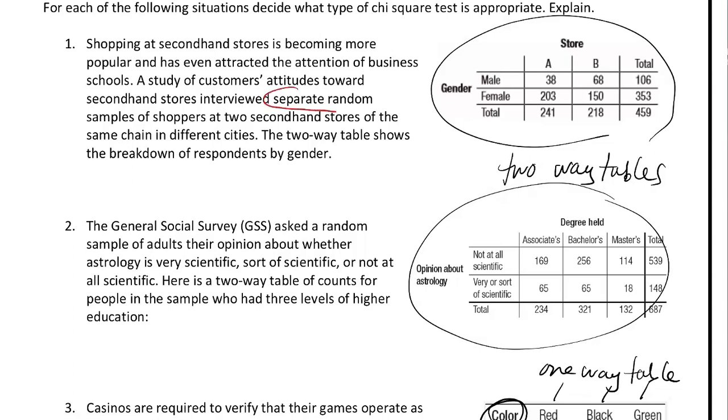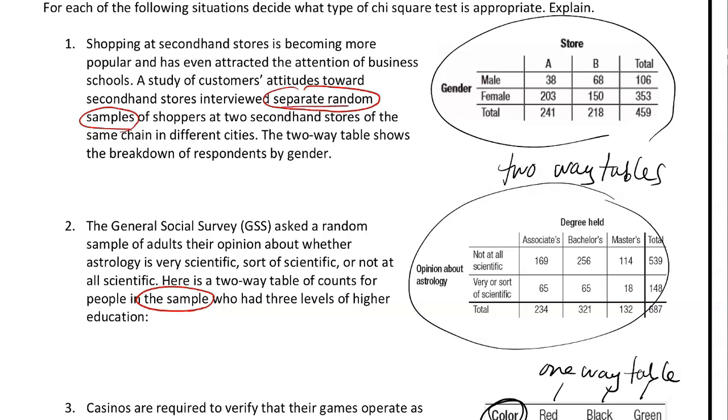On question 1, we have separate random samples, whereas on question 2, we have a single sample. So even though they're both two-way tables, however the data is collected is how we determine if we should use a chi-squared test for homogeneity or a chi-squared test for association.